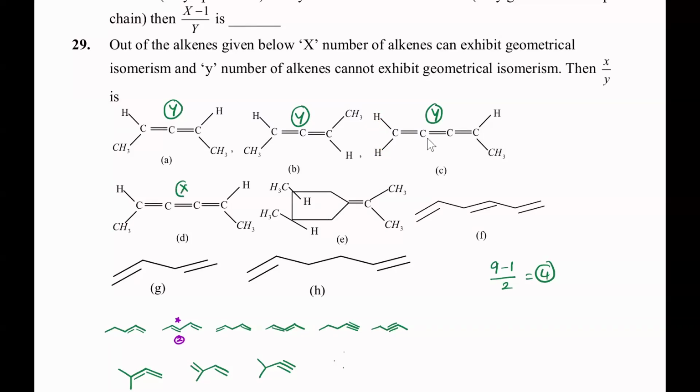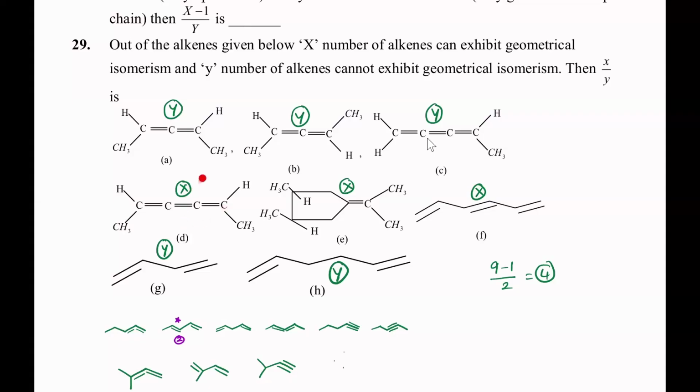This one is X, which performs geometrical isomers. This one is also X because methyl can make geometrical isomers here. This one is also X because it can perform geometrical isomers. This one is Y, it does not perform geometrical isomers. This one is also Y, does not perform geometrical isomers.